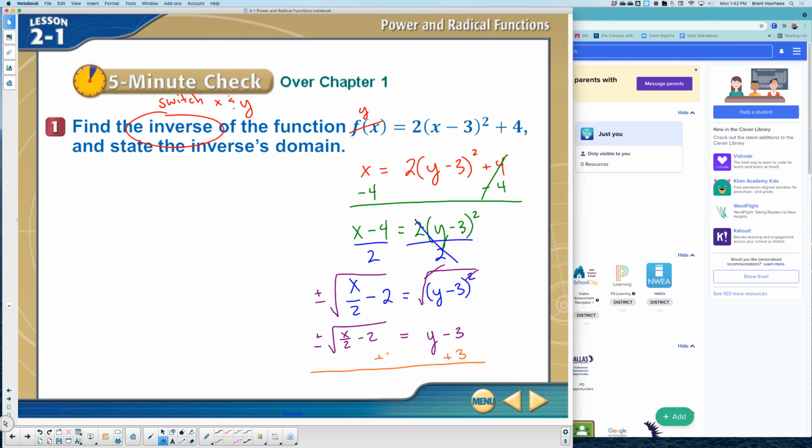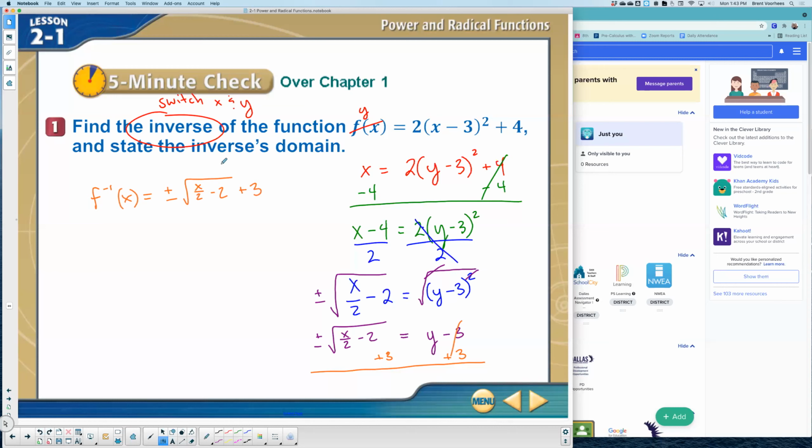Since I'm adding 3 on the right side outside of a square root, then I need to add this 3 outside the square root. And so our answer, remember, once you get y by itself, you can rewrite it as f negative 1. That means the inverse is going to be represented by the equation plus or minus the square root of x divided by 2 minus 2 with the plus 3 on the outside of that square root.